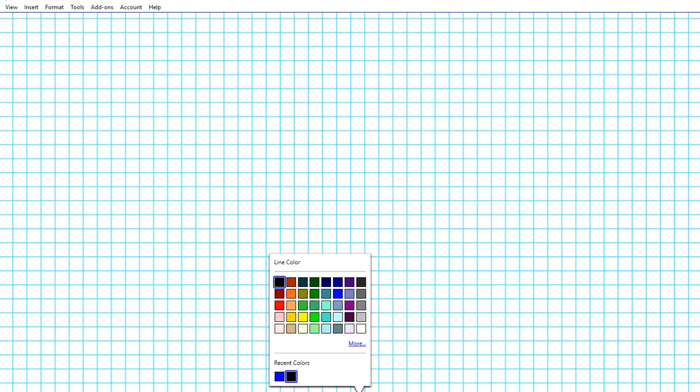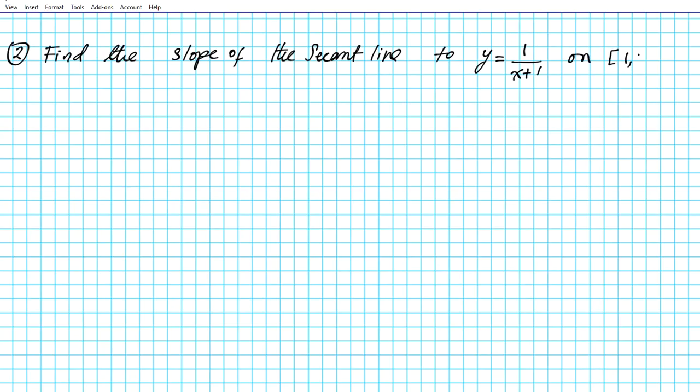Now for this one, let's say number 2, you're to find the slope of the secant line to the function y equals 1 over x plus 1 on the interval 1 to 2. Alright, let's do this.